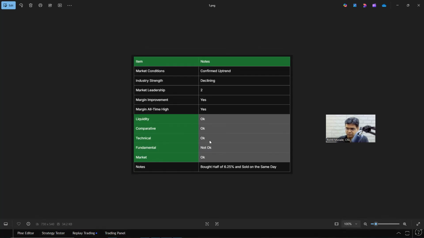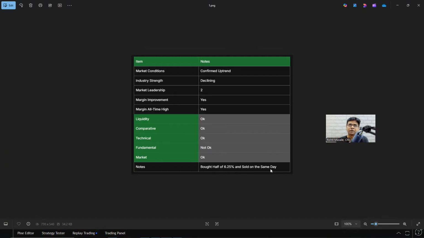Market condition was in a confirmed uptrend. I have written notes here: bought half of 6.25% and sold on the same day. Sorry, I did not buy 6.25%. I bought half of 6.25%, which is truly a test position in principle. So I bought 3.125% in this stock and sold on the same day.